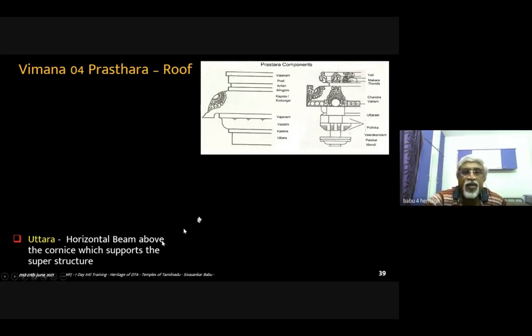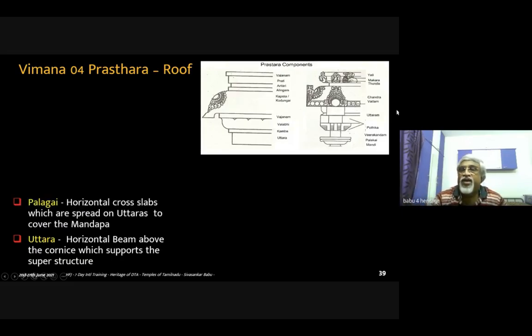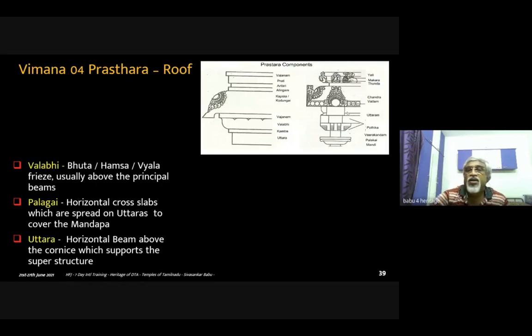So the base structure is the Uttara, the horizontal beam, which runs from the pillar. On top of it, all your roof slabs will be done. Palagai is here, the horizontal cross beams which support the crossbar. The interesting part is the Valabi.